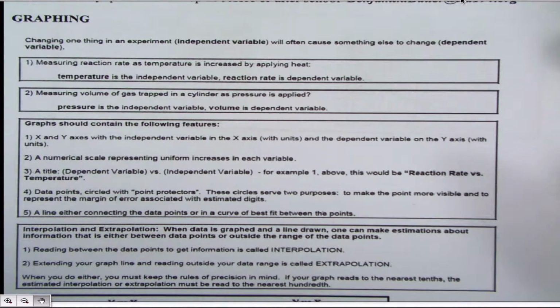All right, here's our last thing we're going to talk about for this unit, graphing, which should be a review, but let's get into some details about it so you guys know what's going on. So in graphing, you have two things. You have two variables. You have independent and dependent variable.